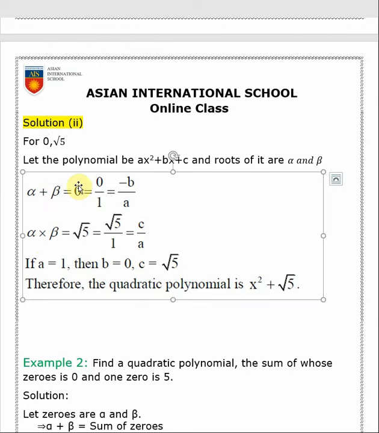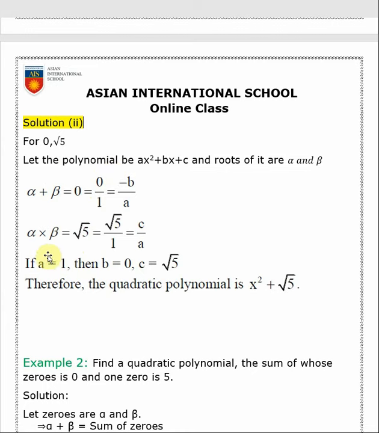Now once again, if we see visually, here alpha into beta is root 5 means root 5 by 1. So that means A is 1 and C is root 5. But here alpha plus beta is given 0. Now 0 can be written as 0 by 1. So simply A is 1 here, A is 1 here. Both sides A is 1 is really seen. And since 0 is minus B, so B is 0.